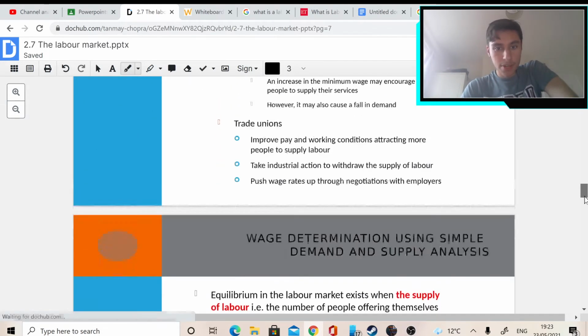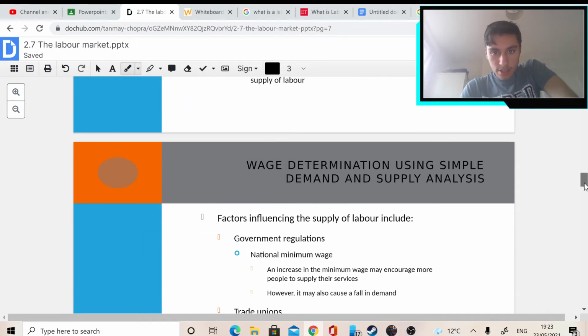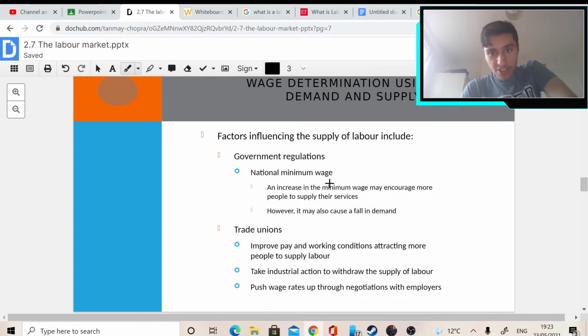So that's one thing you need to consider. Yeah, and government regulations, national minimum wage. An increase in the minimum wage may encourage more people to supply their services. They would want to work because minimum wage has increased so that they can make more money in a given time. However, it may also cause a fall in demand. Since companies would have to pay more, they might want to cut costs, so they might just get rid of some labor.